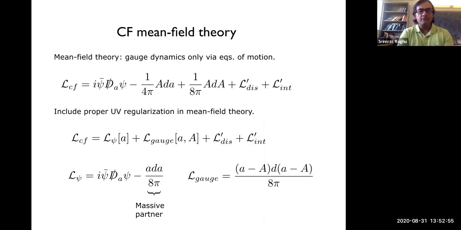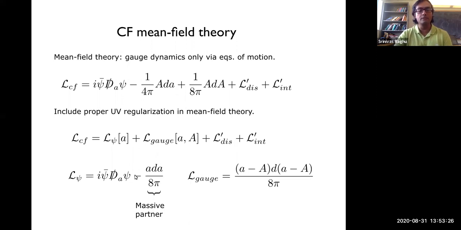All right, so in the mean field approximation, what we do is we treat the gauge dynamics only via their equations of motion. So this is the theory in full again. And since I'm a condensed matter physicist, I always like to imagine myself putting things on a lattice so that I really understand things. I could tell a computer what to do in principle. So what I'm going to do is reorder some terms in this Lagrangian to make sure I have a proper UV regularized theory that I can analyze in mean field theory.